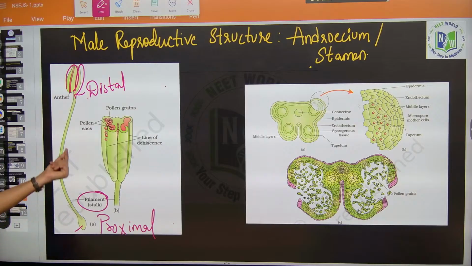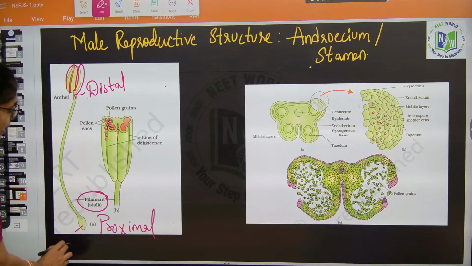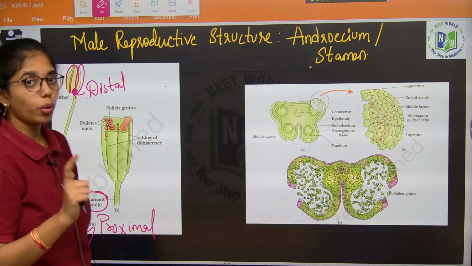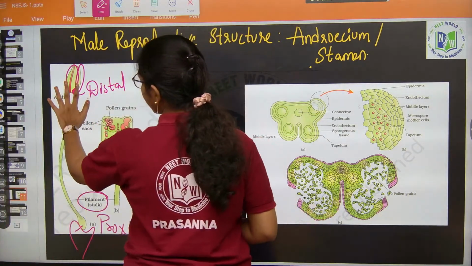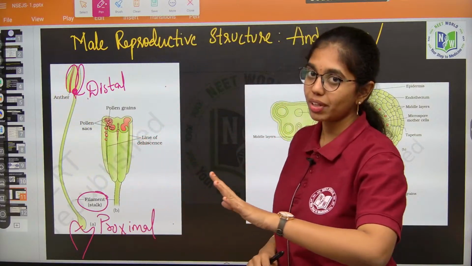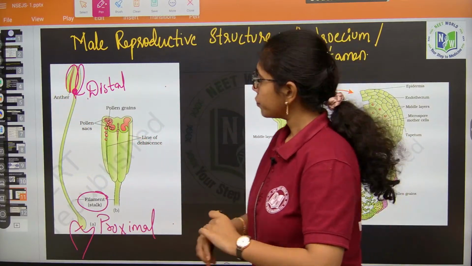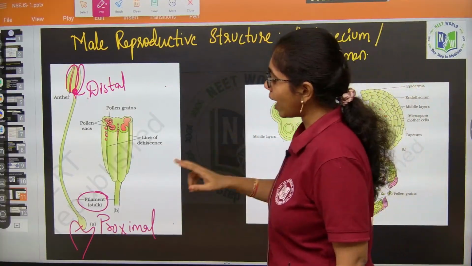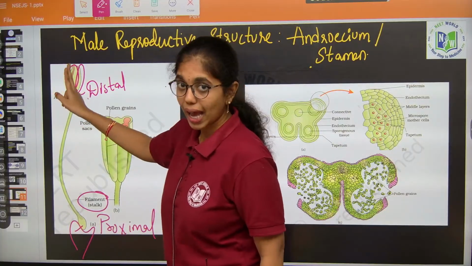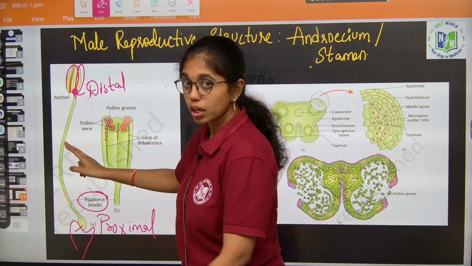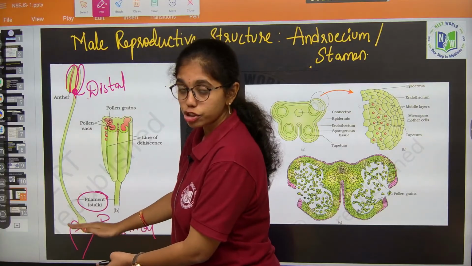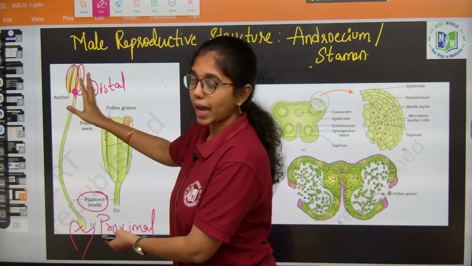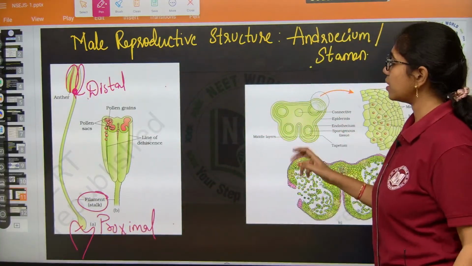So, this long filament's proximal end is attached to the receptacle and the distal end is attached to the bilobed anther. Remember how many lobes it has? Bilobed. Most angiosperms will have a bilobed anther only. So, the male reproductive structure, androecium or stamen, will have a filament and a bilobed anther. This filament or stalk, the proximal end is attached to the thalamus and the distal end is attached to the bilobed anther.